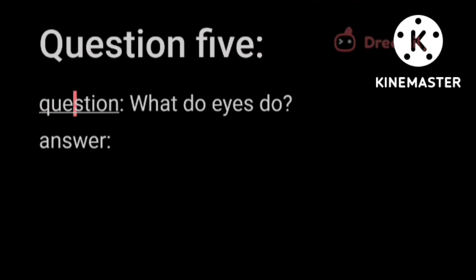Now, this one might be a little too much to ask of it, seeing as how much it struggled with some of the previous questions, but I want to try it. So, question: what do eyes do? It's supposed to say see, or they're used for sight, or something to that effect. I feel like it's not gonna understand this, but I guess we'll see.